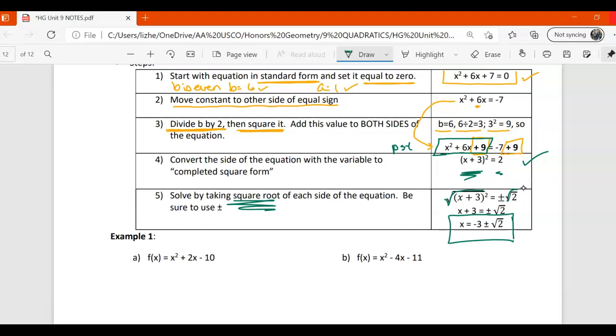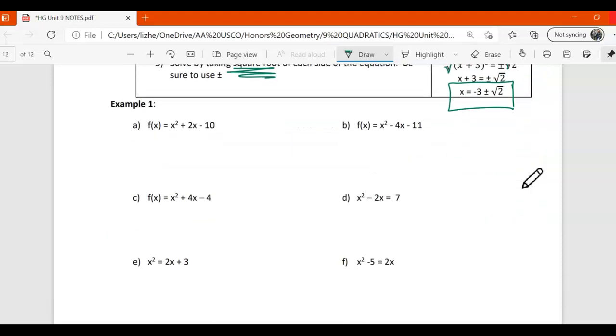Okay, so now we're going to do it. So step 1, make sure it's in standard form. Make sure A is a 1, which it is, and make sure B is even, which it is. So I'm going to say 0 equals x squared plus 2x minus 10. All right, step 2, move my 10 to the other side. So that means I have 10 equals x squared plus 2x.